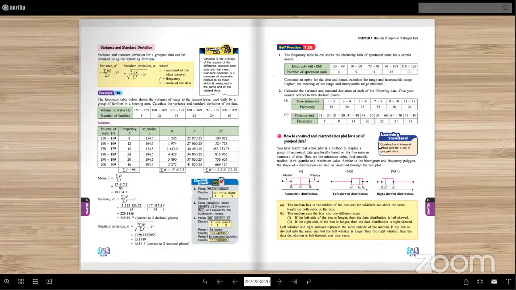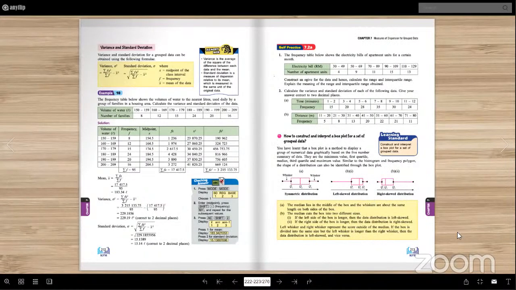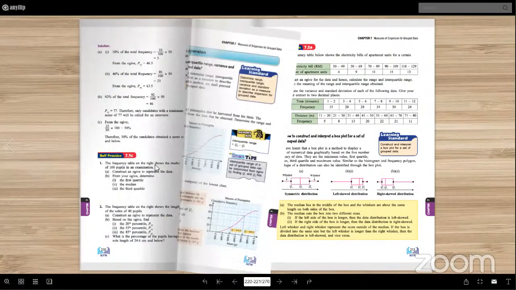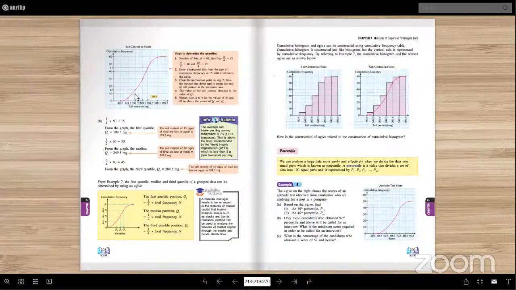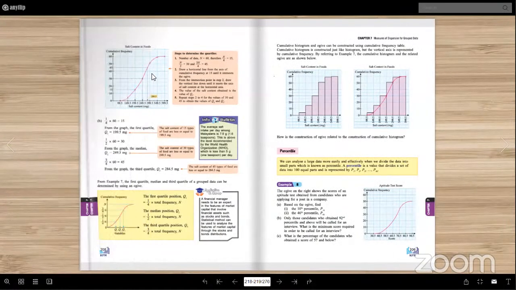Okay, you have learned that box plot is a method to display a group of data. A box plot is basically showing where your quartiles are, and your box is where your interquartile range is. Remember Ogai, they talk about something called interquartile range, right? The 0.25 thing. Basically that one, where the first quartile is the lowest quartile, and then the fourth quartile is the highest quartile.